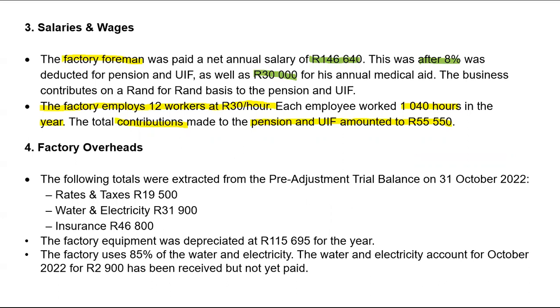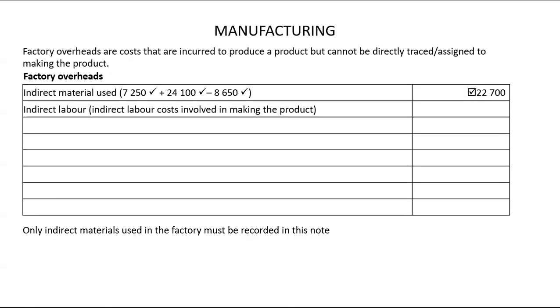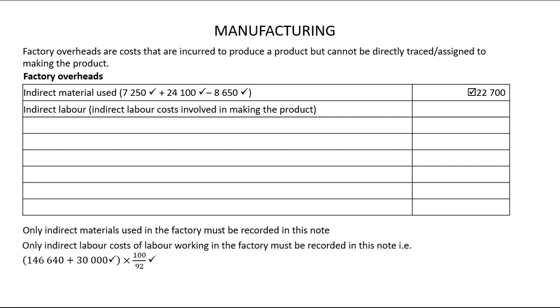So basically, when I add the 30,000, it means that it will be before medical aid, but it will be after the UIF contribution. And that is the value that they actually used to calculate the UIF. All right. So what am I going to start with? I'm going to use this formula here. I'm going to take that 146,640, add it with 30,000, and then multiply it by 100 over 92.